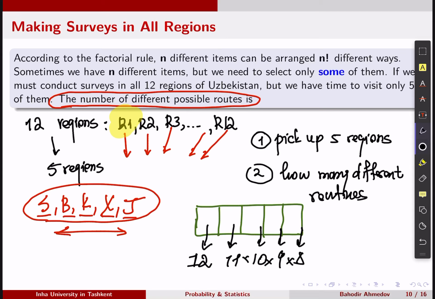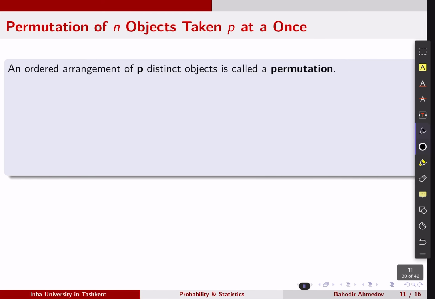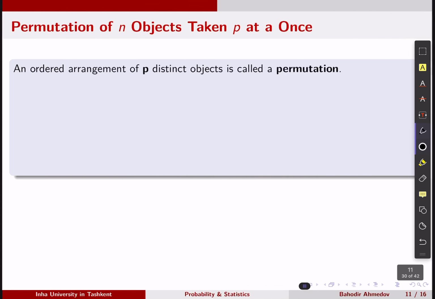So the number of the routines which you can create is going to be just the multiplication of those numbers from 12 until the 8. So it's actually called the permutation. It's going to give you the formula of the permutations. So we are going to write this down.